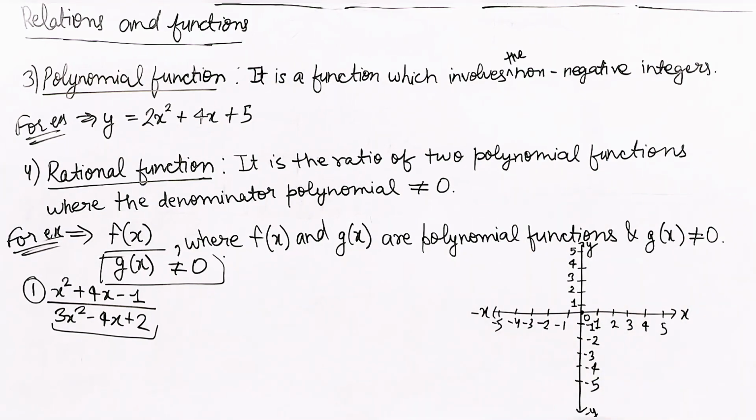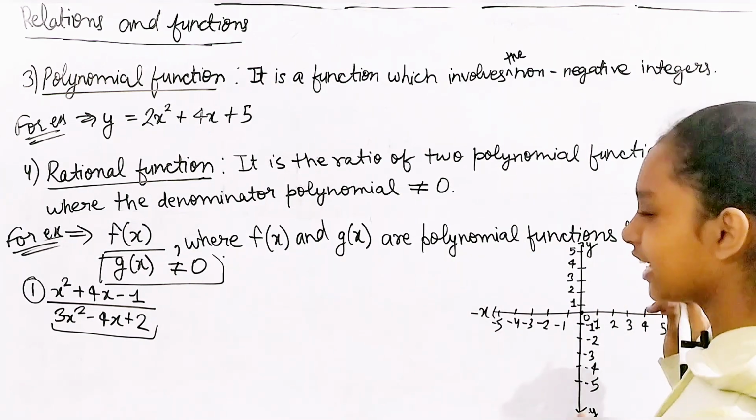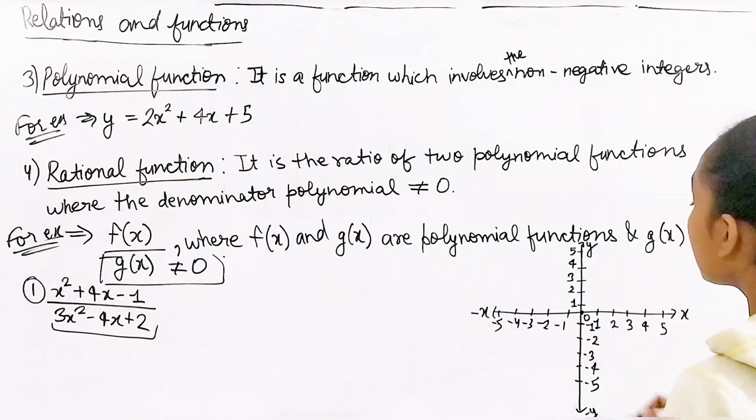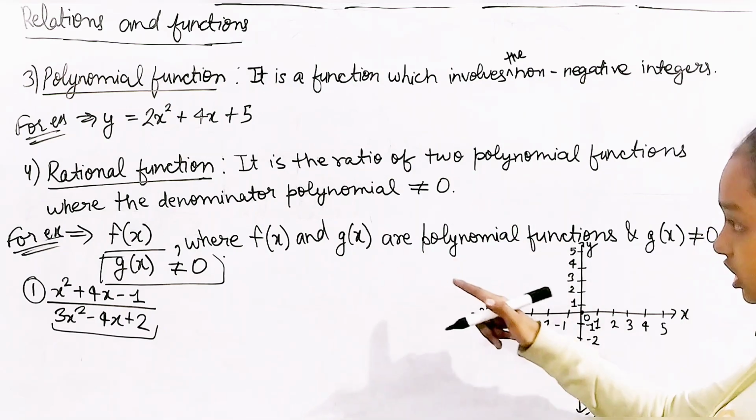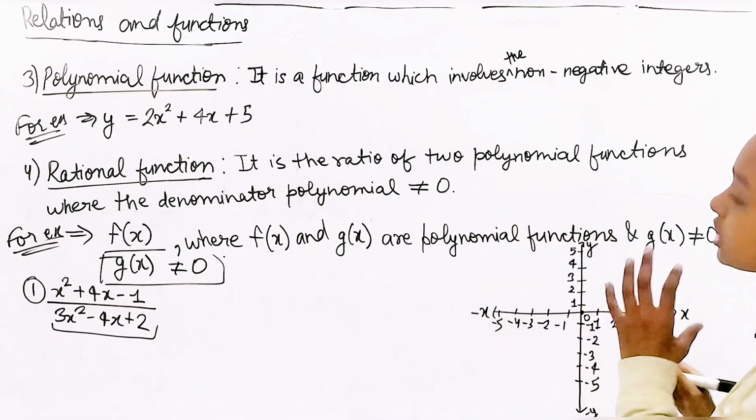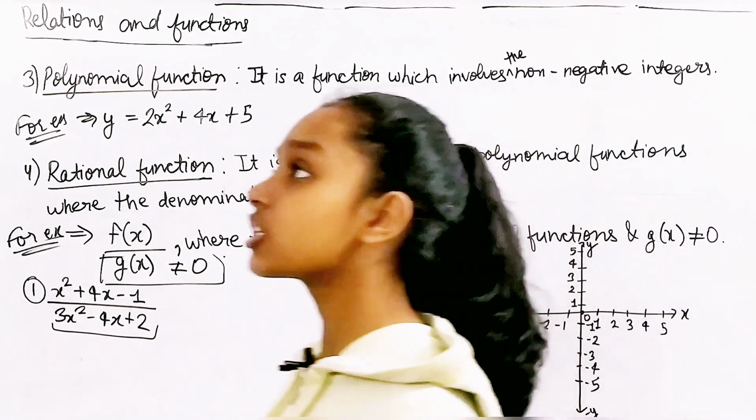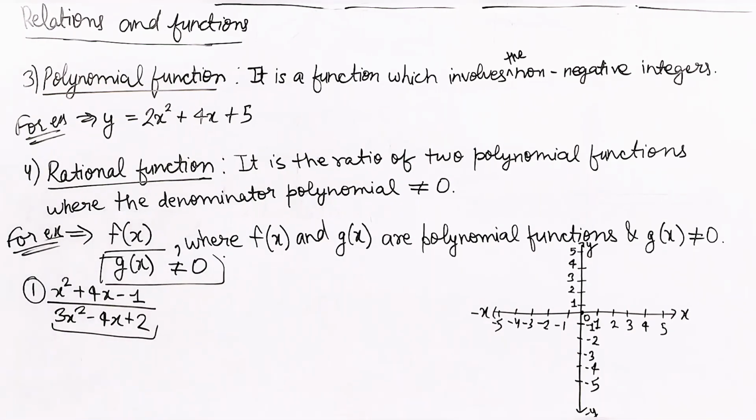Here we have x-axis, positive y, and negative x and negative y, okay? That's common, no need to tell it. And that's our origin. And so for the rational function, how is it going to be? How is it going to be, the rational function?